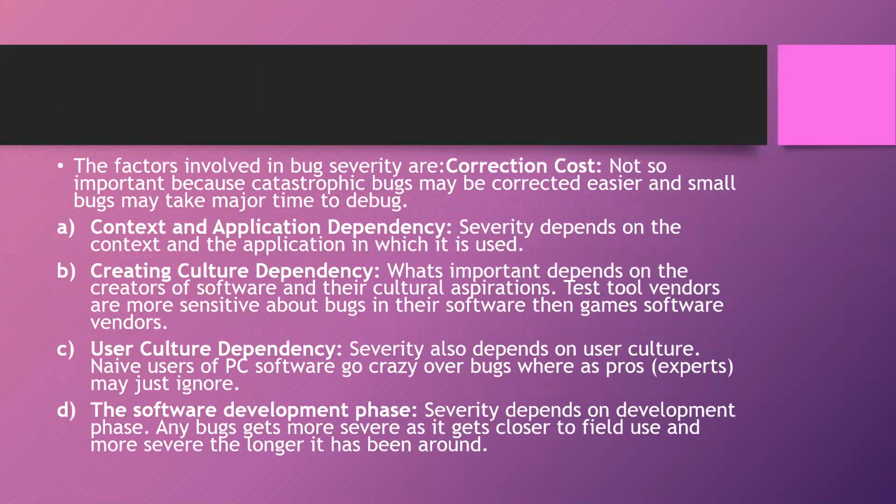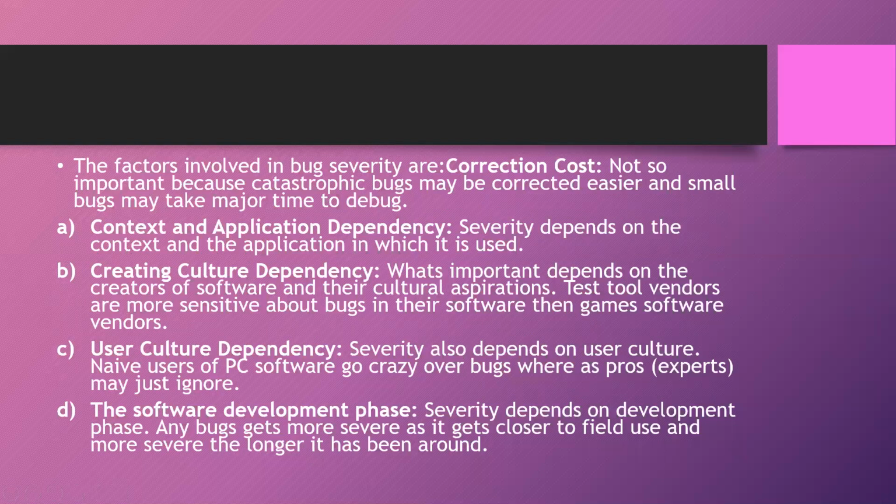The factors involved in bug severity are, first, the correction cost. Not so important, because catastrophic bugs may be corrected easily and small bugs may take immense time to debug. And next is context and application dependency. Severity depends on the context and the application in which it is used.